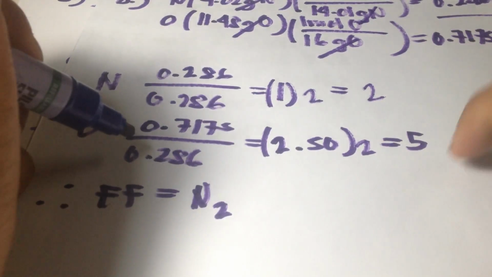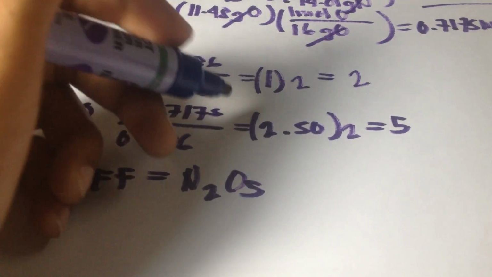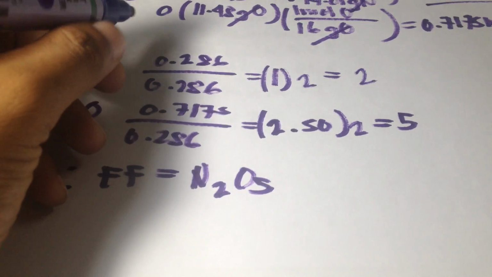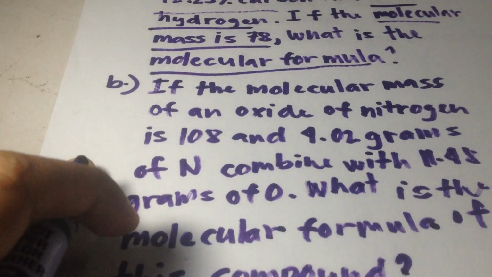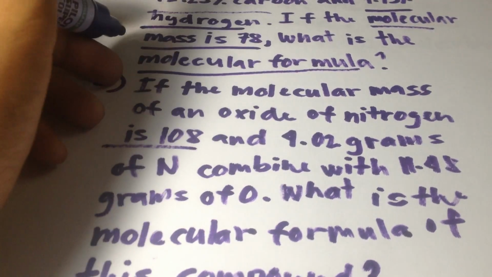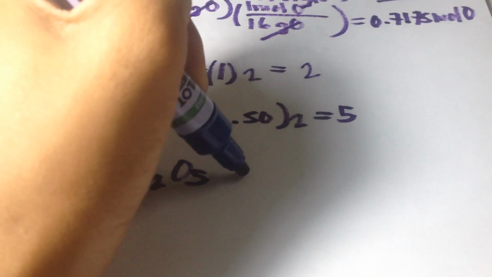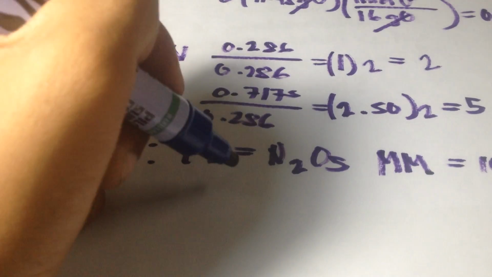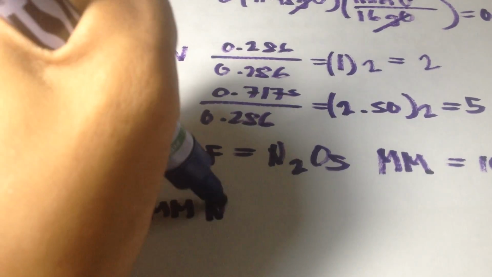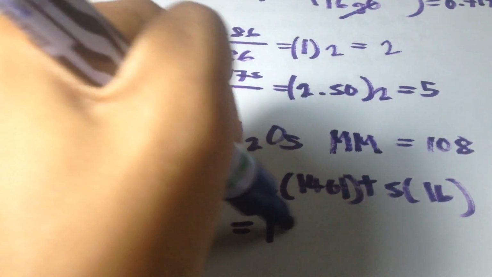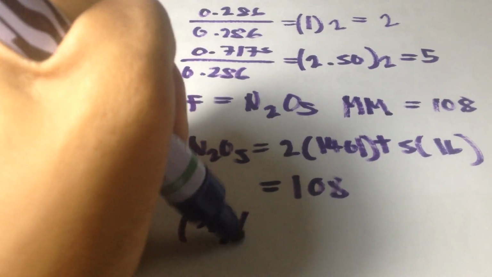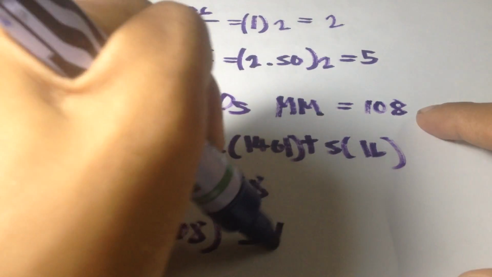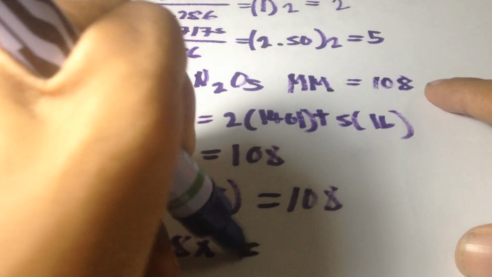So the empirical formula is N with a subscript of 2 and oxygen with a subscript of 5. So it is dinitrogen pentoxide. But the question is, we need to find the molecular formula. So we have a given mass of the nitrogen oxide, which is 108. The molecular mass of dinitrogen pentoxide is 2 times 14.01 plus 5 times 16, which is 108. So x times 108 is equal to the molar mass, which is 108 again. So 108x is equal to 108.